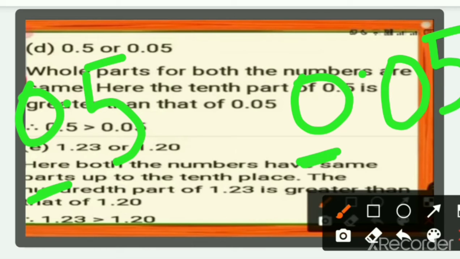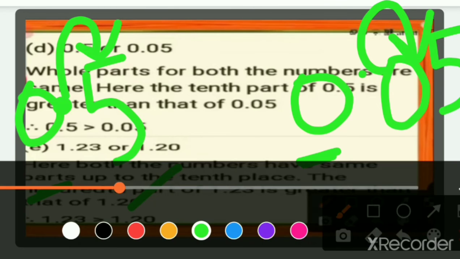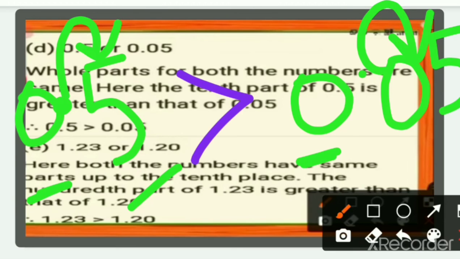So now moving to the 10th part. It means after the decimal point, this is the 10th part, and after the decimal, this is the 10th part. This is 0 and this is 5. So which one will be greater? This one will be greater than 0.05.